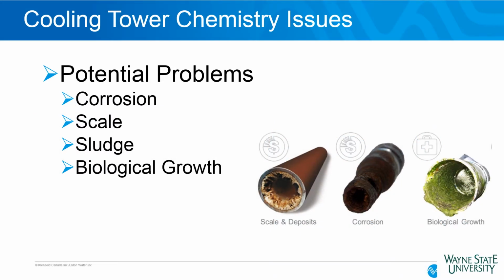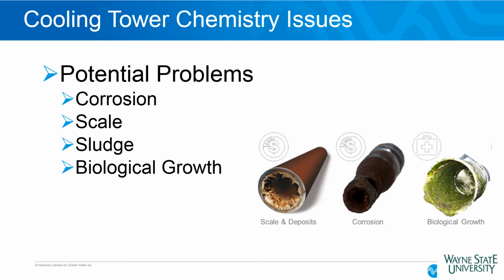I wanted to start off by giving a broad overview of why we treat cooling towers in the first place. There's really four areas that we try to address when we're talking about cooling tower chemistry. The first, obviously, corrosion. Mild steel and water is not great together. Scale. There's a lot of minerals dissolved in the water that can plate out and inhibit heat exchange efficiencies.